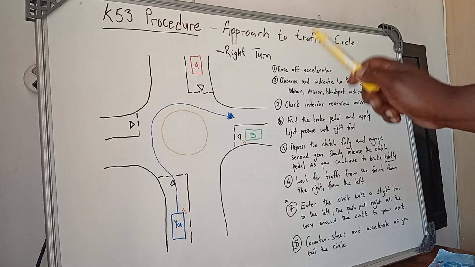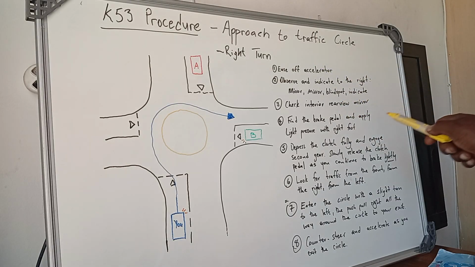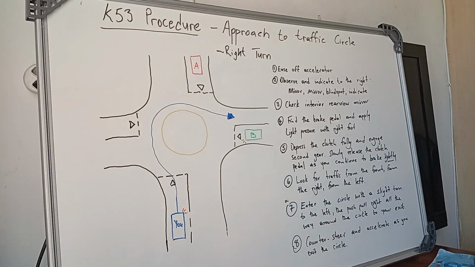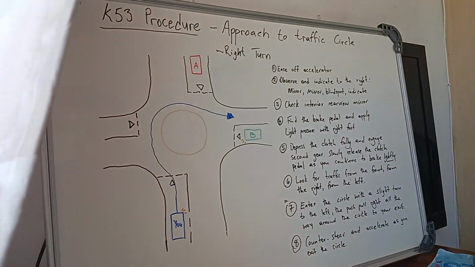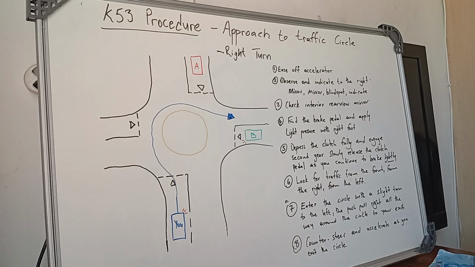So that's going to be inside mirror, right blind spot, indicate to the right. Then you want to check your interior rear view mirror, find your brake pedal, apply light pressure until you feel the vehicle starting to slow down. And then once the vehicle has slowed down enough, you depress your clutch fully, engage second gear, slowly release the clutch as you continue to brake lightly.